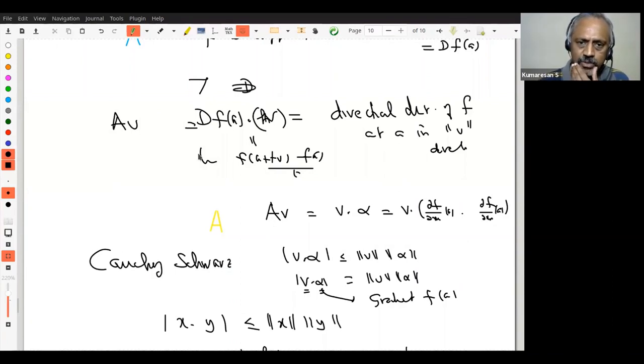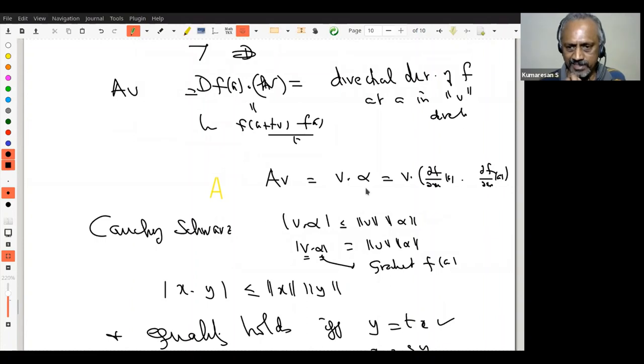Right. So what all I have to look at is this object, a acting on v, because the directional derivative of f in the direction of v is the rate of change. That is a dot v. But a dot v is given by v dot alpha. What is alpha? Alpha is the gradient. So what do I want to know? When this v dot alpha is a maximum.